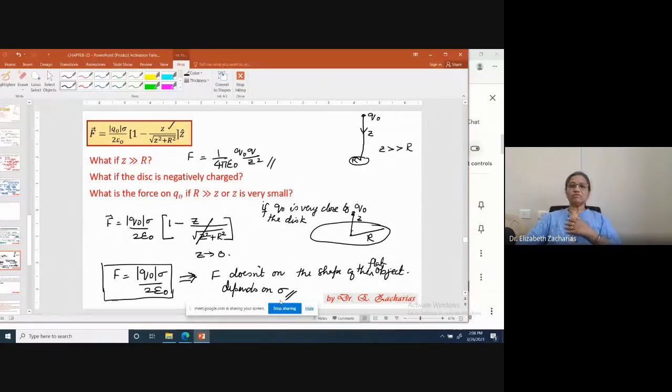So the situation that we have discussed here is very, very similar to that. You have a circular plate. From a medium distance, you are able to see it as a circular plate when Z and R are comparable. When your Z becomes much, much larger than R, you don't see it as a disk, you see it as a dot, a point charge. Similarly, when your Q0 is brought very, very close to that disk, Q0 is not able to distinguish whether it is a circular disk or a square disk or whatever. It is only able to sense the sigma, the charge distribution. Is that fine? I hope my analogy is making things clearer for you.